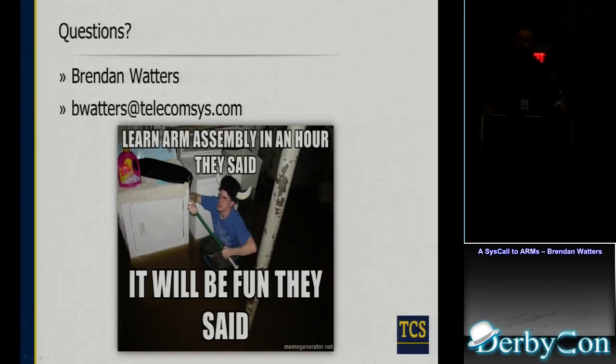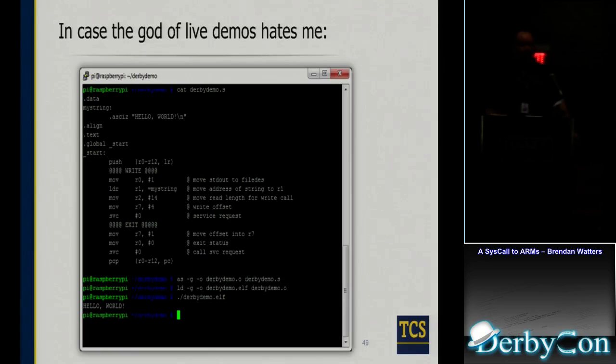So, are there any questions about what we did? Yes. On the previous slide, explain what the AS and LD are. Sure. So AS is the assembler. So basically, in this particular case, we're assembling our assembly file to an object file. So that's where the .o comes in.